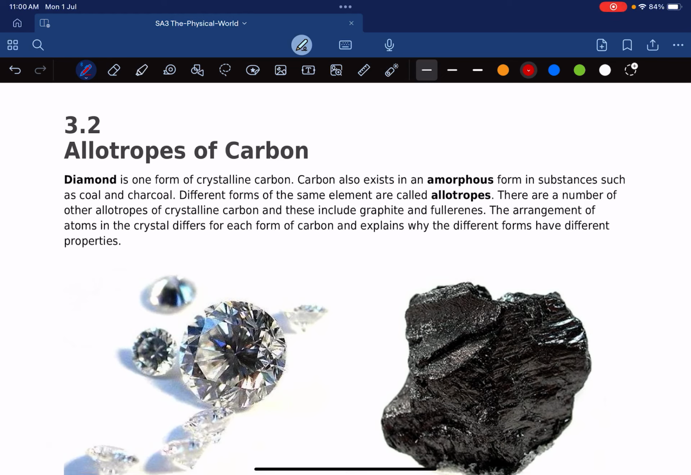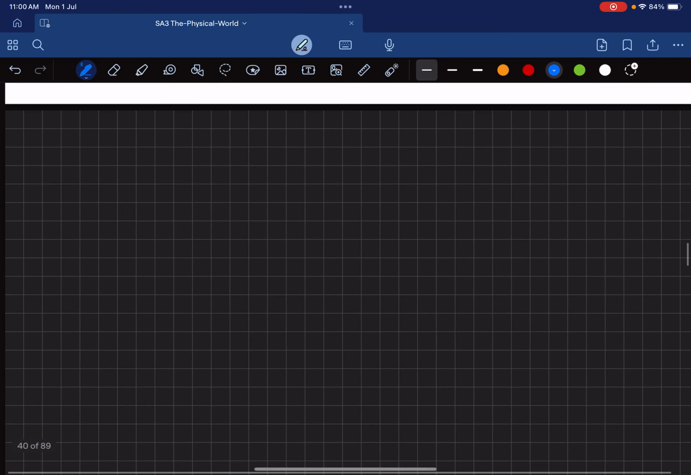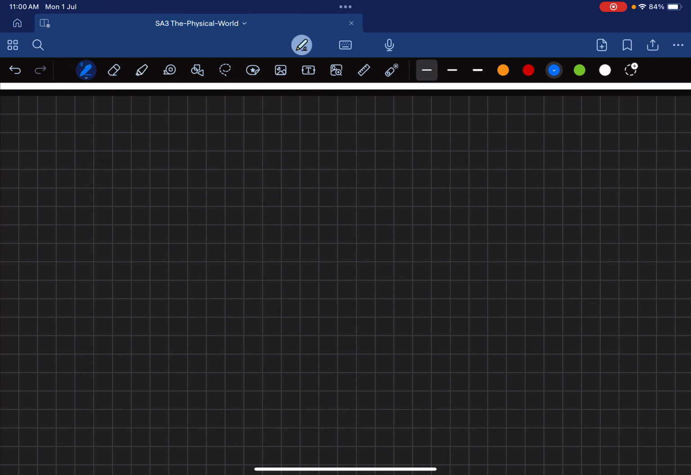Alright, so we'll be talking about allotropes of carbon. Before we even do this, I need to explain this term to you. Allotrope. What does allotrope mean? Now, for example, there are many elements which are made up of the same element. Like in this case, let's say carbon. You have carbon, but carbon can arrange itself in many different ways, okay?